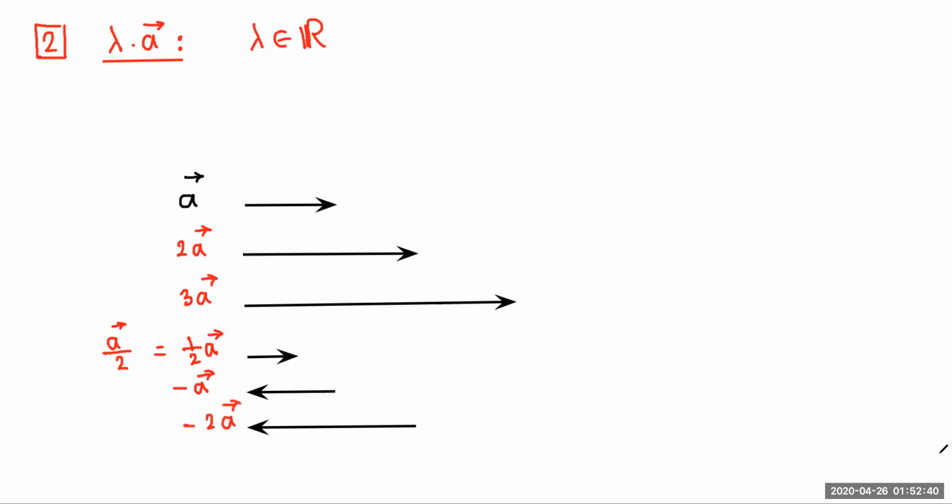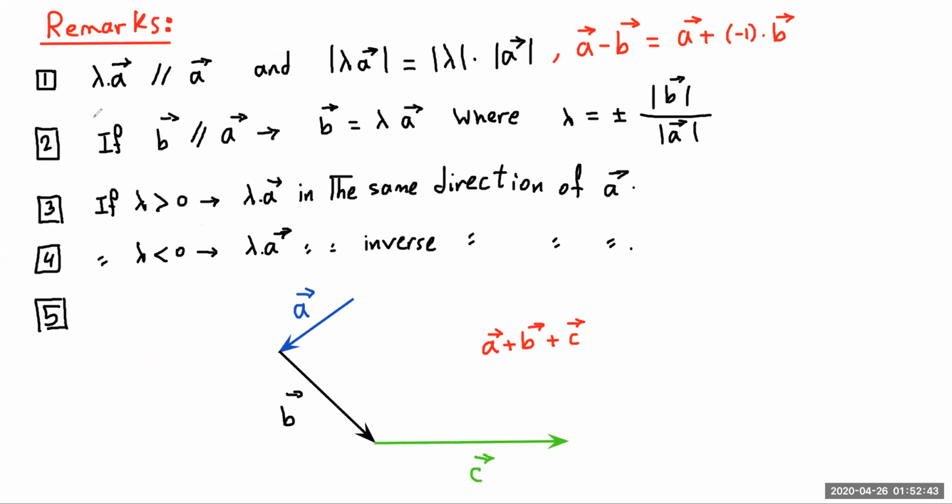So in general, the vector lambda A is always parallel to the vector A, and the length of this vector will be the absolute value of lambda times the length of A. So the definition of lambda times A is given by these two remarks, 3 and 4. If lambda is positive, for example 2, this vector lambda times A is 2 times the length of the vector A and parallel to A.